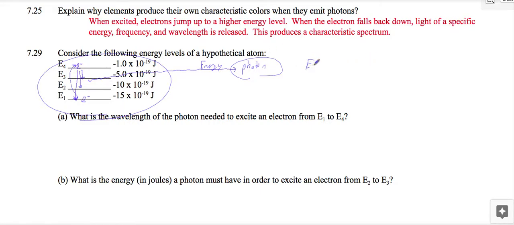Since energy is equal to Planck's constant times frequency, that photon has a very specific frequency, and then it has a very specific wavelength, and from there it has a very specific color. And that's the emission spectra that we see. Now, if it falls within the visible spectrum, we can see it, and not all emission spectra do fall in the visible spectrum. All right, so let's do some calculations here.